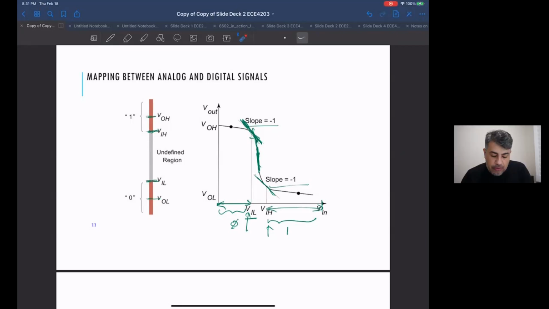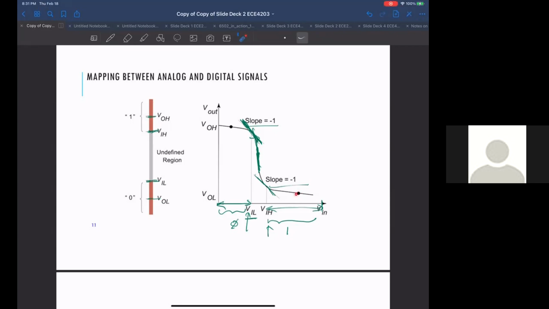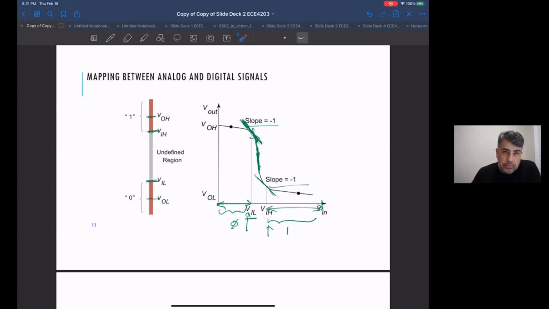So now V output low. The output low is the lowest voltage that your output produces. So basically this is the range, and this is your V output low. That's just the minimum you can produce.